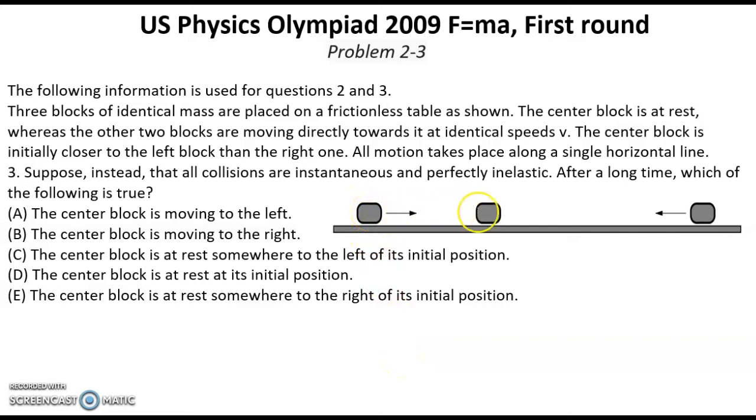First collision will be with the left block and center block. After this collision they start to move to the right, and after that they will collide with the right block somewhere to the right from center block initial position, and they will stop there. So it means that the correct answer is E. The center block is at rest somewhere to the right of its initial position.